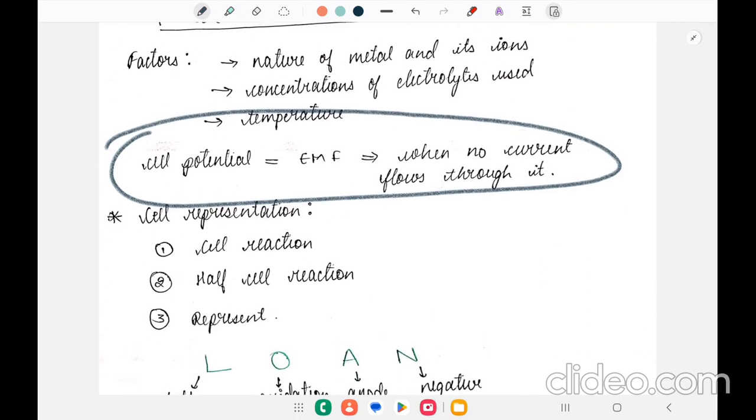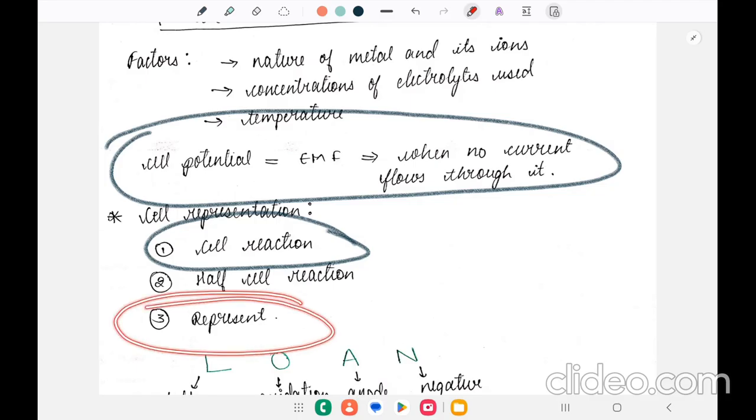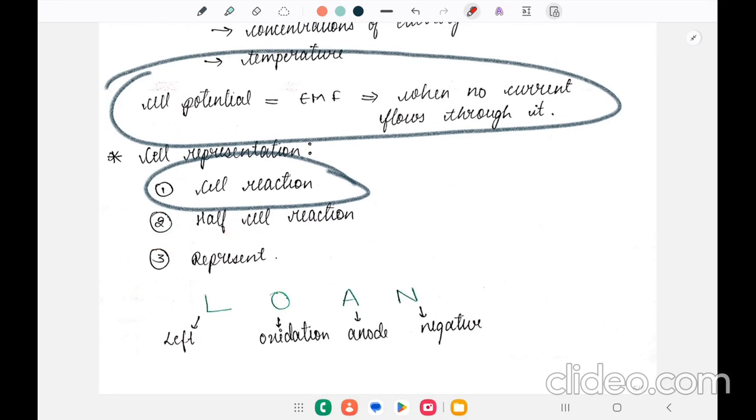So it has basically three steps. First, we will write down the reaction which is happening, and then we'll write down the half cell reaction. So we'll break down this reaction into two reactions, oxidation reaction and reduction reaction, and then we will write the cell representation. So for this, how we will start?